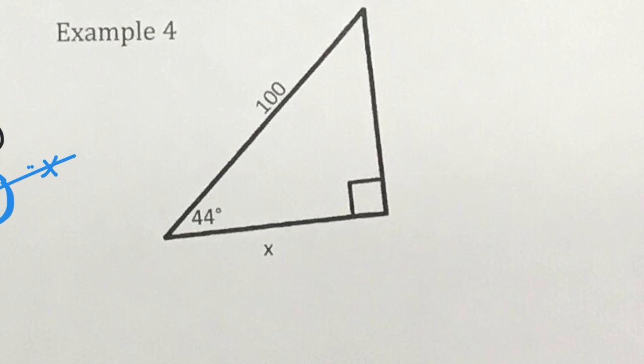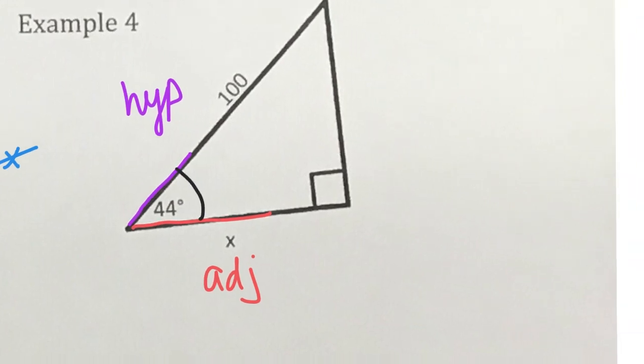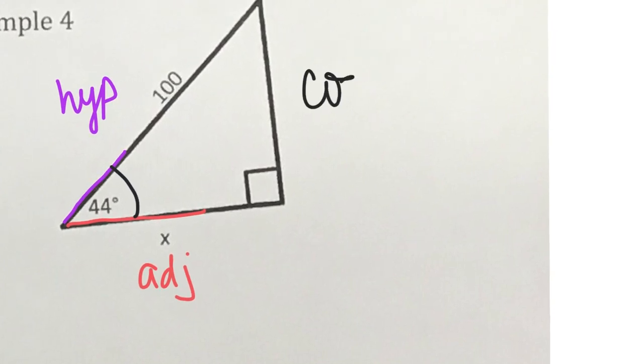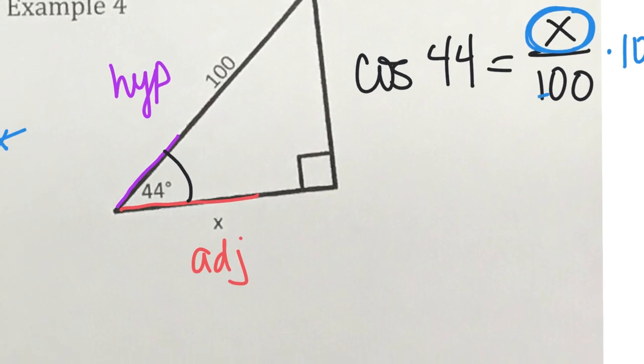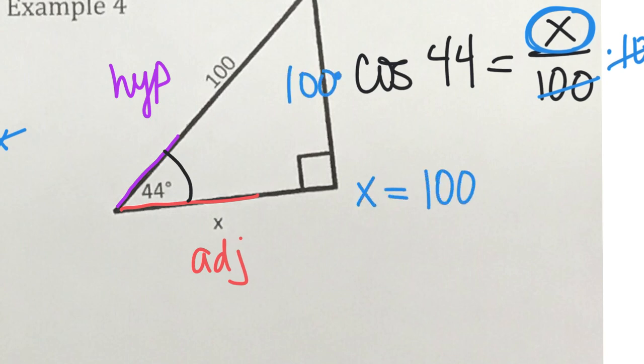This is, what side is x? X is the adjacent side, and 100 is the hypotenuse. So which trig relates the adjacent side and the hypotenuse? Okay, and that's the cosine. Adjacent side is x, hypotenuse is 100. So x over 100. Okay, and where is your variable now? It's on top. So if you want to find x on top, you're going to times. When your variable is on top, you times in your calculator.